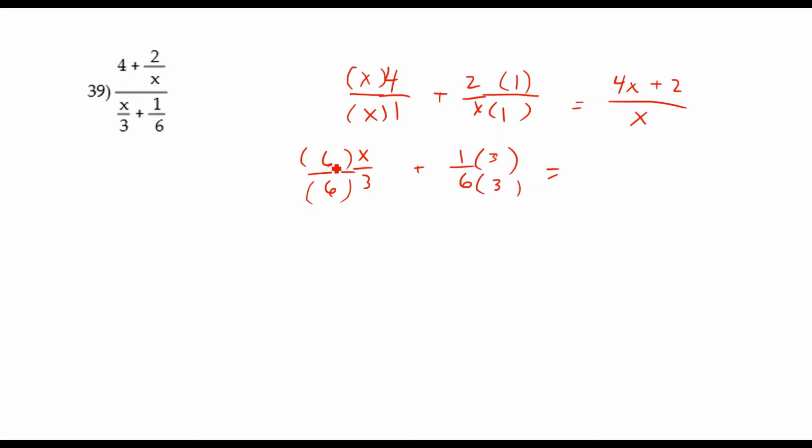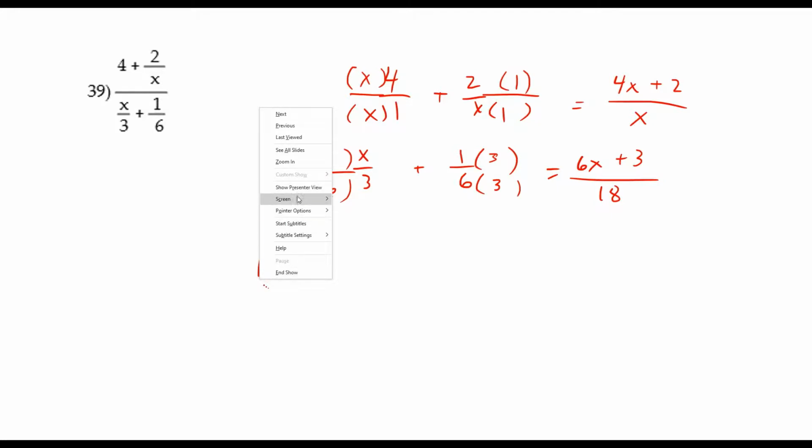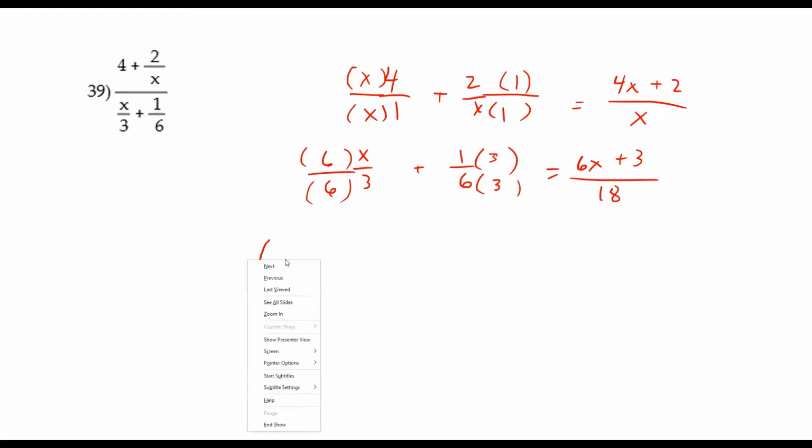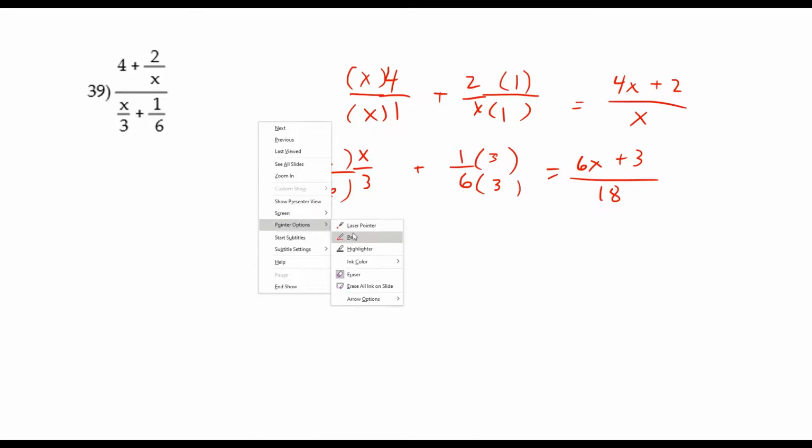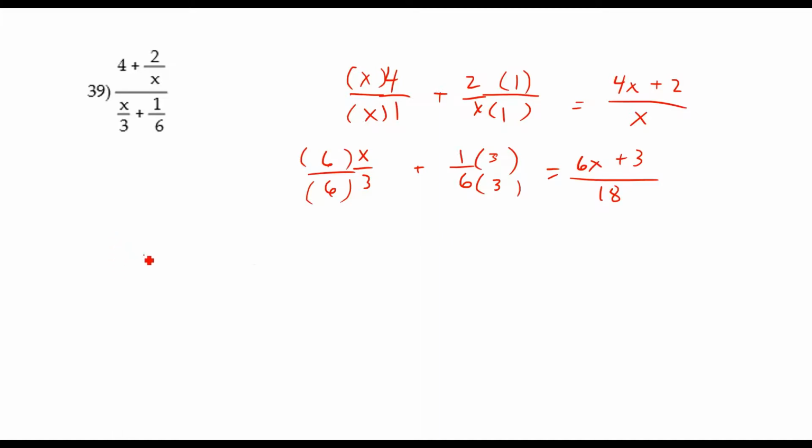So by multiplying 6 times x we get 6x. By multiplying 1 times 3 we get 3. And then your denominator is going to be 3 times 6, which is 18. Let me erase that part. Sorry about this. So we have 4x plus 2 divided by x, divided by, because remember we have a fraction bar, that's what it means, 6x plus 3 divided by 18.